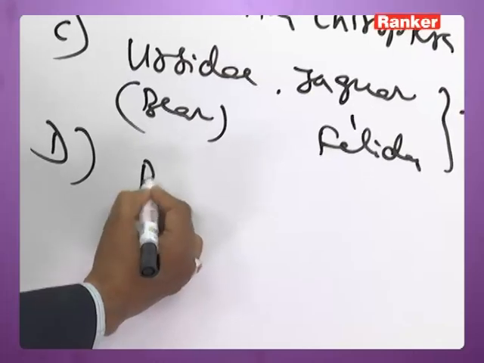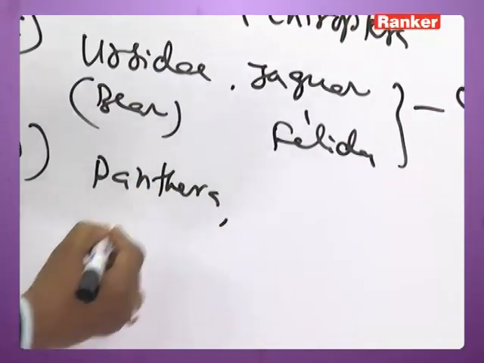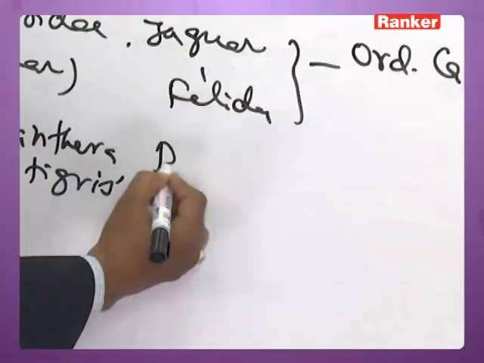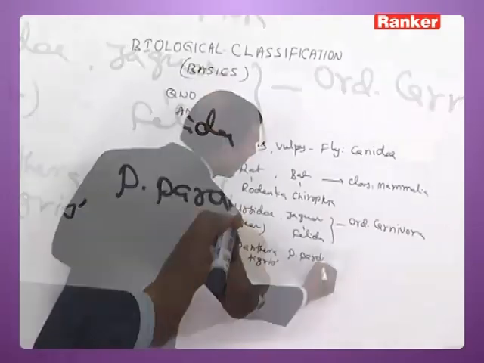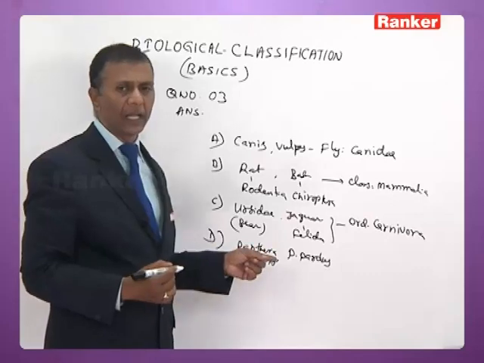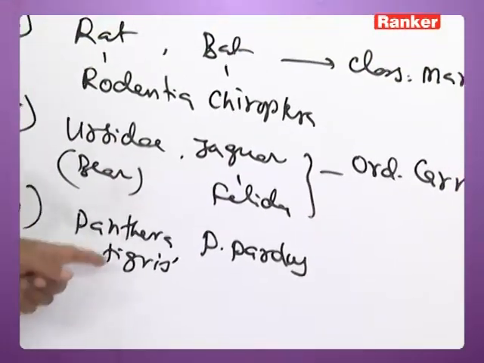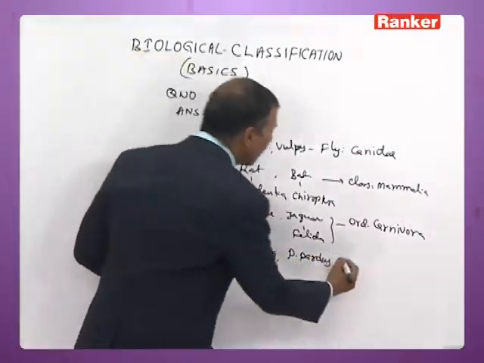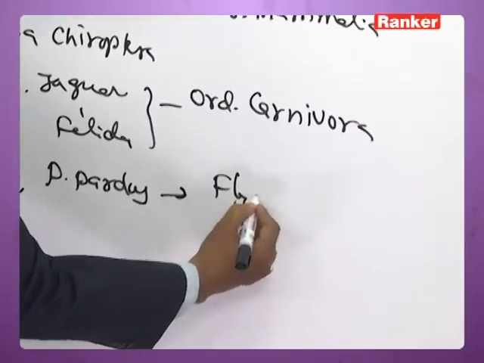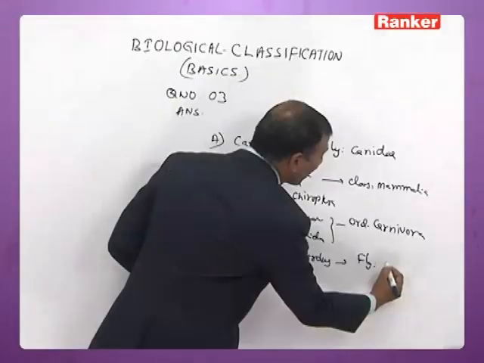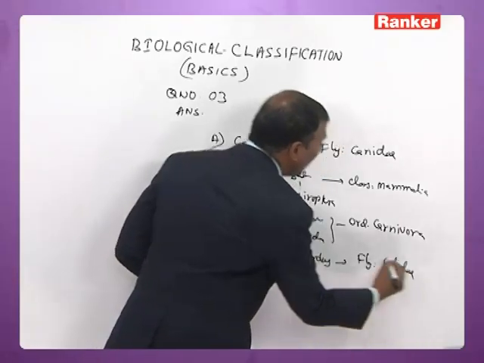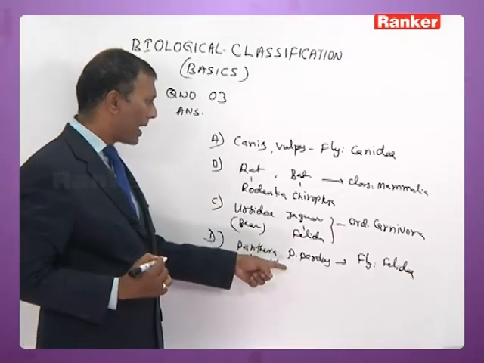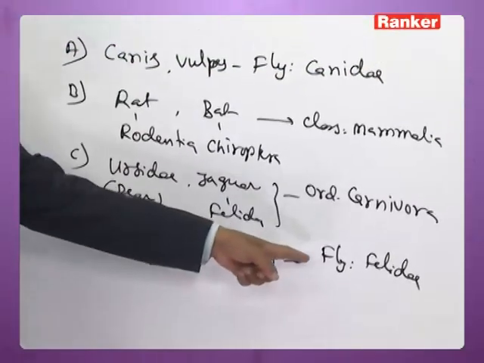Tiger is Panthera tigris, the scientific name of tiger. Leopard is Panthera pardus. So there are two different species here, Panthera tigris and Panthera pardus. Two different species belong to the same genus, so both of them can be placed under a single family. To which family do they belong? They belong to family Felidae. So Panthera tigris and Panthera pardus both belong to family Felidae.